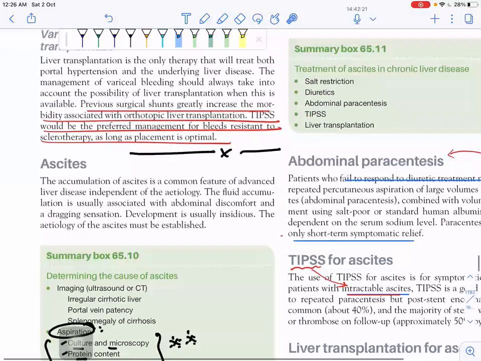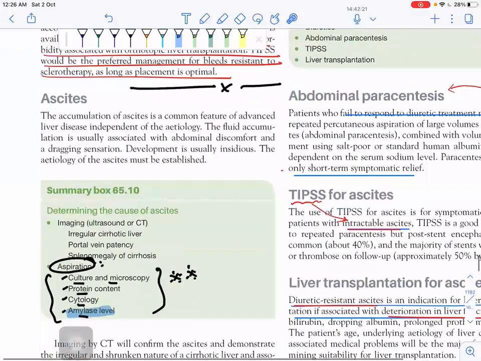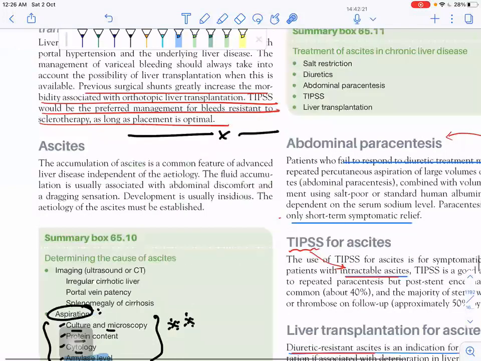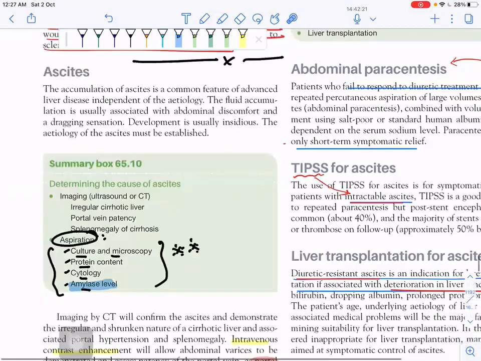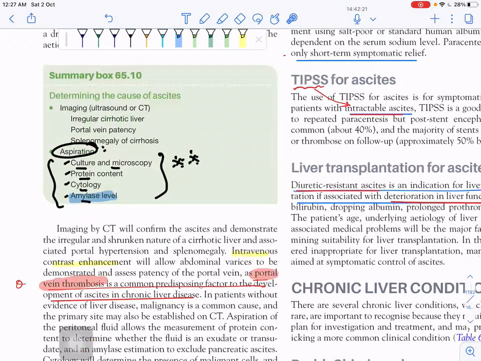And in ascites, to rule out the cause of the ascites, we have to do aspiration. What are the laboratory tests you have to do in ascitic fluid examination? You have to do culture and microscopy, protein content, cytology, and the amylase level also, to rule out pancreatic ascites. Usually you will forget the amylase level, so just remember it. These are the things you have to do in determining the cause of the ascites.